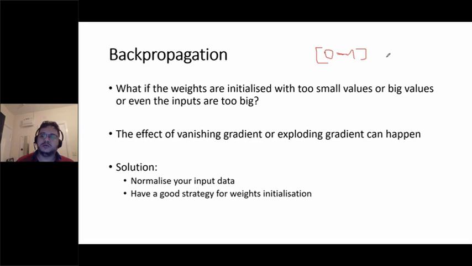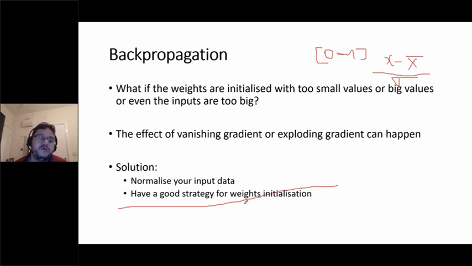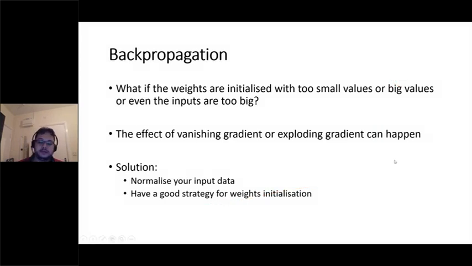You can just use your values minus the mean, divided by the standard deviation, to normalize the data. You can refer to the chapter that we did in the first part, if you want, about data normalization. It's just to make the values reasonable enough in terms of magnitude. And also, you can have a good strategy for weights initialization.